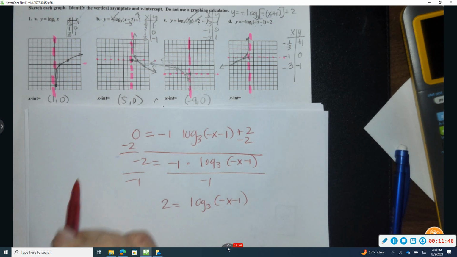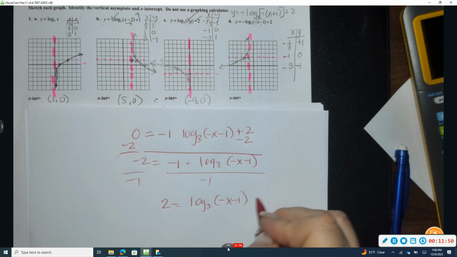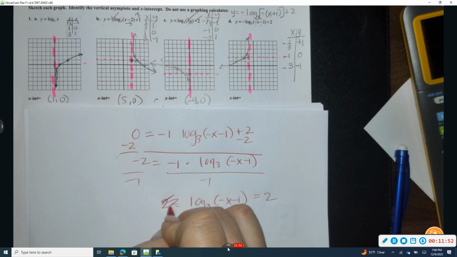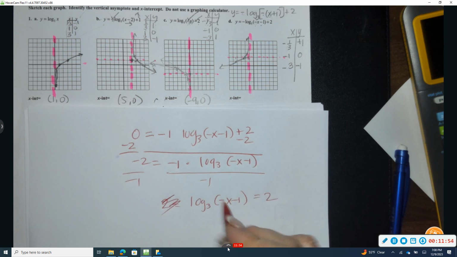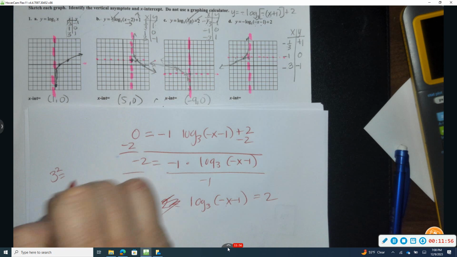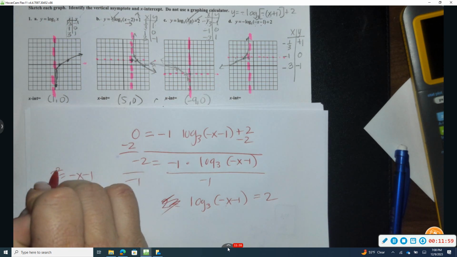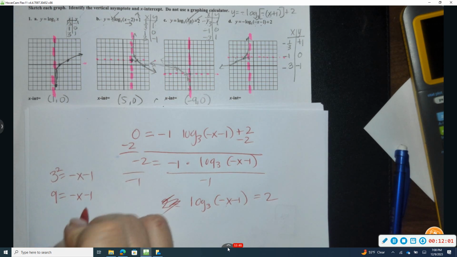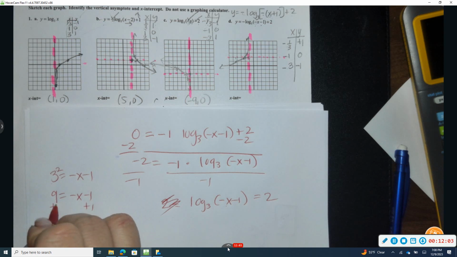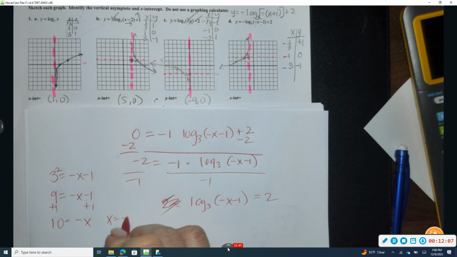And now I'm going to write it in exponential form off to the side. So again, some students like to put the equals 2 on the other side. So 3 raised to the second equals this quantity. 3 squared is 9. I'm going to add 1 to the other side. And I get 10 equals negative x. Dividing by negative 1, I get x equals negative 10.